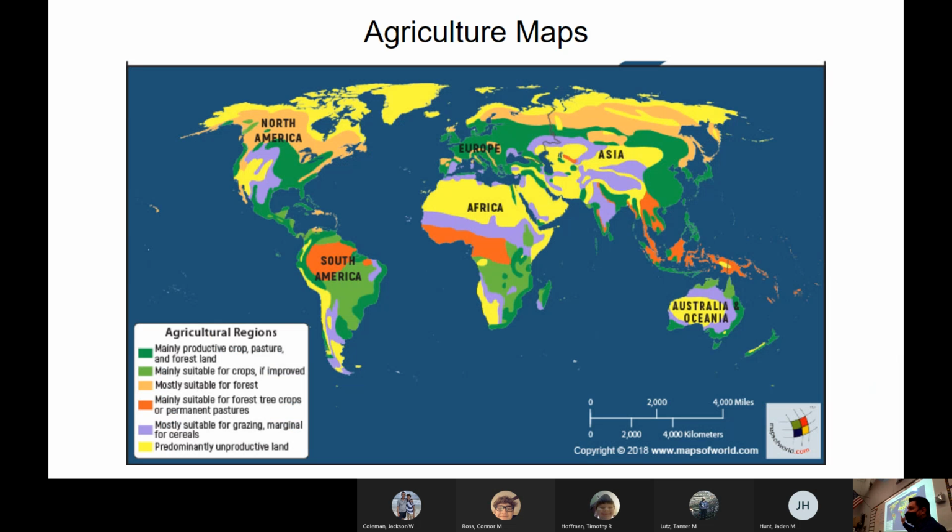Agriculture. The green are good spots for agriculture. Again, note the United States has a decent spot for agriculture. Yellow, not a good spot for agriculture. Red is a good spot for tree agriculture, but not really anything else. Forested areas. But again, agriculture, you can't grow stuff everywhere. I wish we could, but we can't.